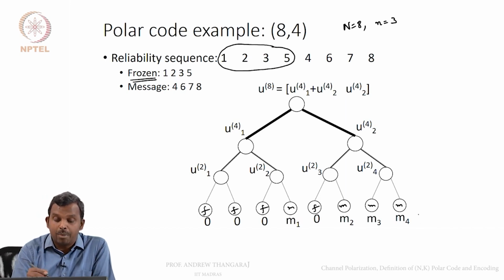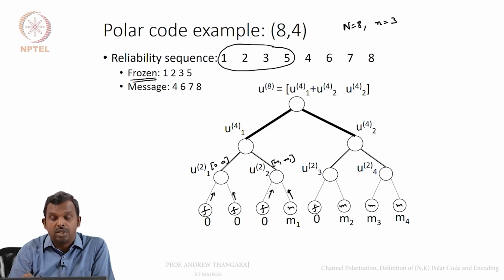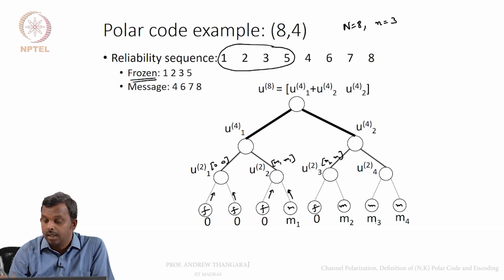Now, how will this encoding happen? You will do 0 here, 0 here, and you will get 0, 0 here, right. 0, 0 goes to 0, 0. You get 0 here, M1 here, and you will get M1, M1 here, right. So, 0 is coming here, M1 is coming here. So, 0 plus M1 is M1, then M1 itself is retained. Here likewise you have 0, M2, so this will be M2, M2. This is M3, M4, so you will have M3 plus M4, M4.